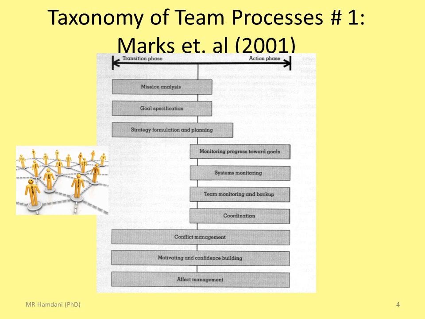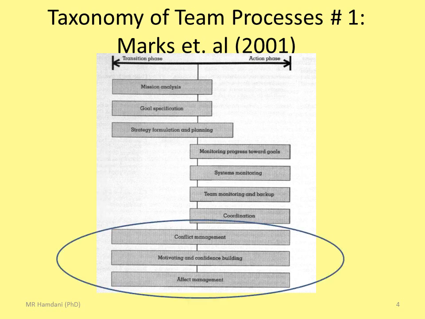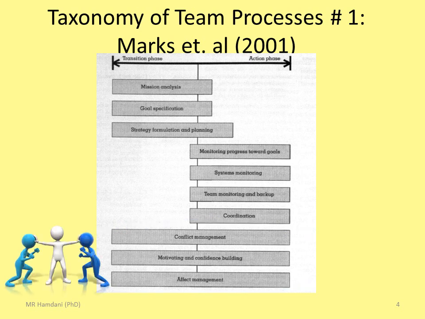The third group of processes is known as interpersonal processes, and you need these processes both in transitional phases and action phases. Now, there are three types of interpersonal processes, and these include conflict management, motivation and confidence building, and affect management. First, conflict management is understandable when different people come together to work on a common goal and they have different personalities, different working styles, then conflict is bound to arise. And hence, in order for teams to surpass all these challenges, conflict management is going to be an important aspect of teamwork, and therefore, expertise would be required to manage these socio-emotional processes in the team.